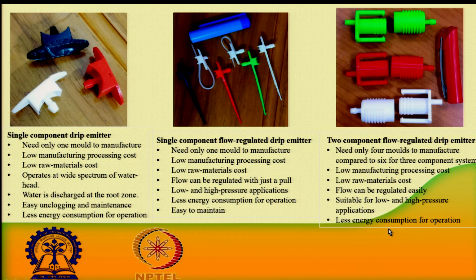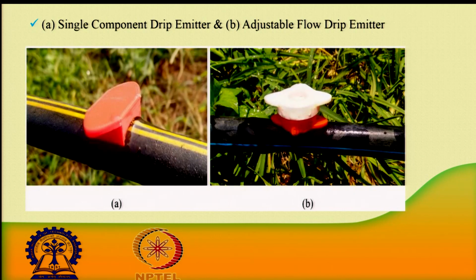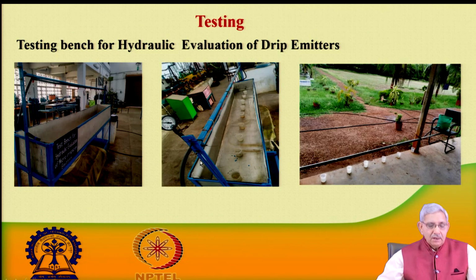So, these are some of the features of different types of drippers. This is what you see when we are attaching them with the lateral pipeline. This is a single component, and this is a double component adjustable flow dripper when it is being used. And then we evaluated these drippers and tested them in our laboratory conditions, keeping them on a hydraulic bench.